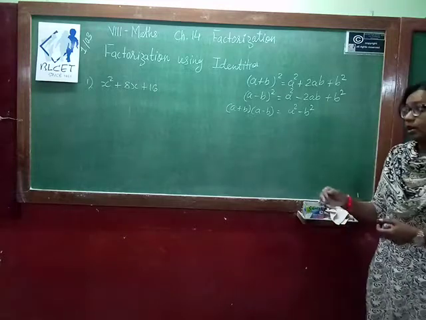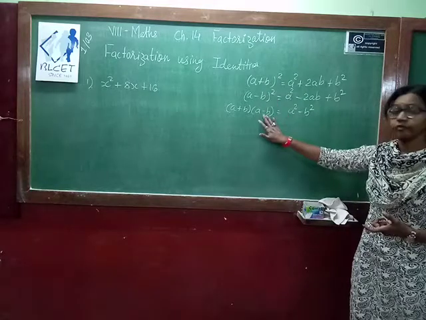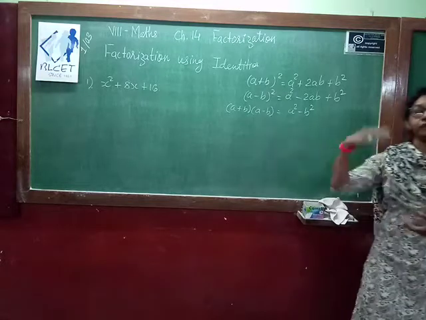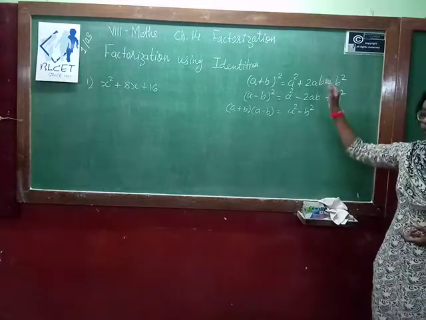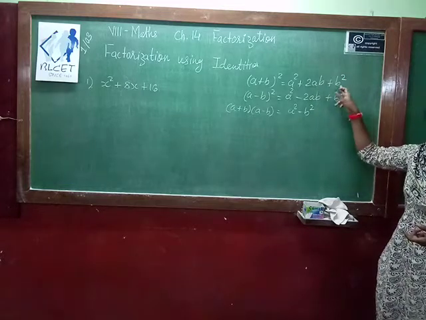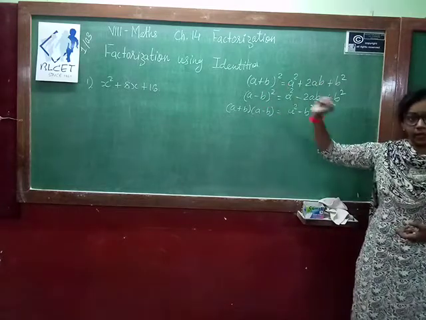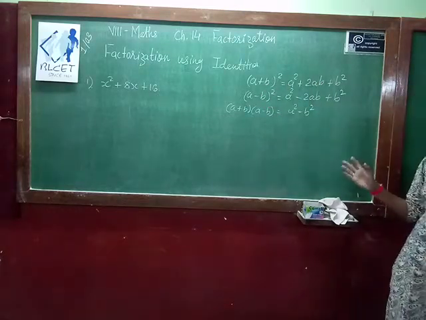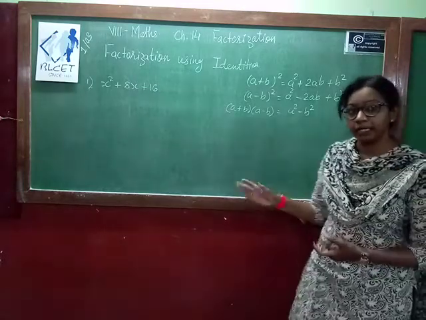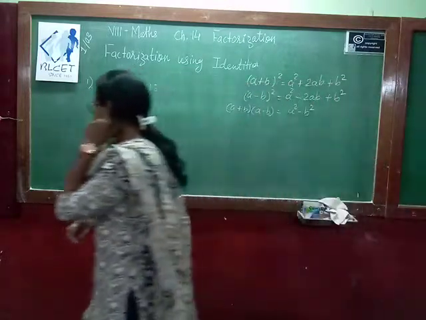But the concept is what we did in the previous session. The question is given in the form of (a plus b) whole square, or (a minus b) whole square, or (a plus b)(a minus b), and we find the answers. Now questions are in this form, that is a square plus 2ab plus b square, and we have to find the factors of this in terms of (a plus b) whole square. That is the different thing in this. Otherwise, if you know all the identities and how to use them, it is very easy to do the factorization. So let's see the first example.